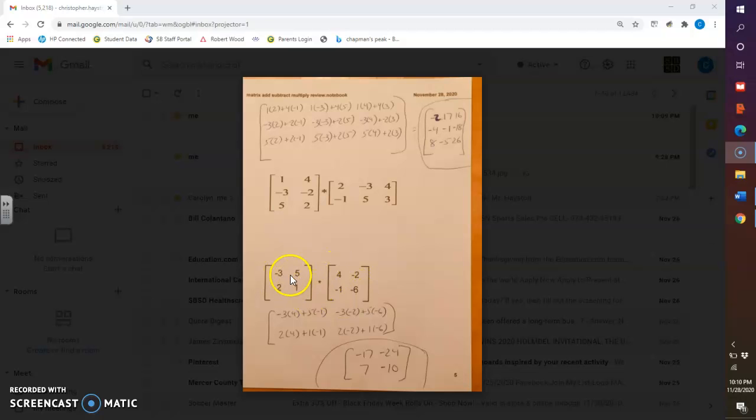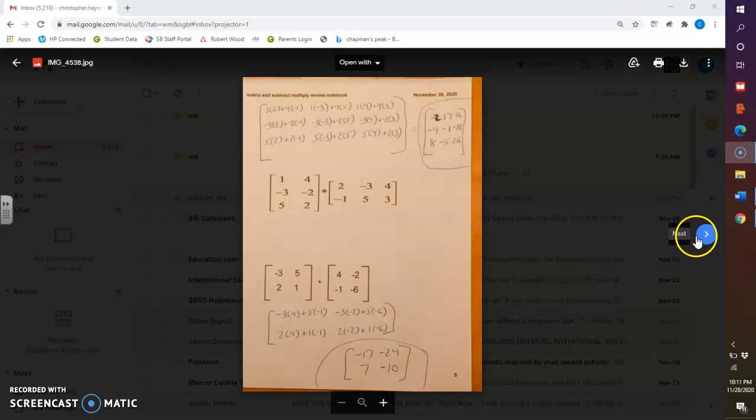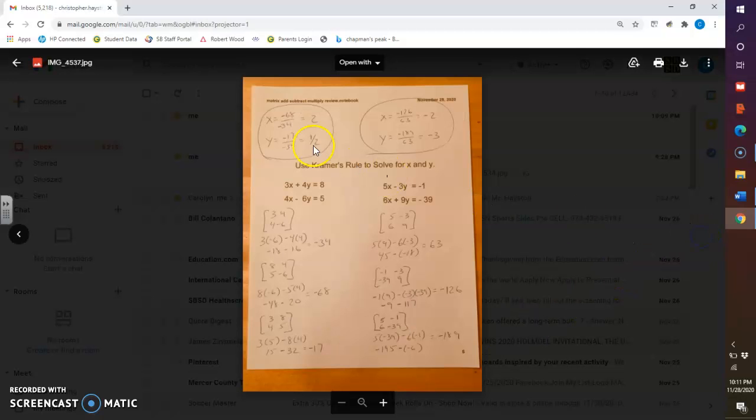My final one, row times each column again. Negative 3 times 4 plus 5 times negative 1. Negative 3 times negative 2 plus 5 times negative 6. Now I go to my second row. 2 times 4 plus 1 times negative 1. 2 times negative 2 plus 1 times negative 6. And then that gets cleaned up. Negative 12, negative 5, negative 17. 6 and negative 30 is negative 24. 8, negative 1 is 7. And negative 4 and negative 6 is negative 10. And that is multiplying matrices.